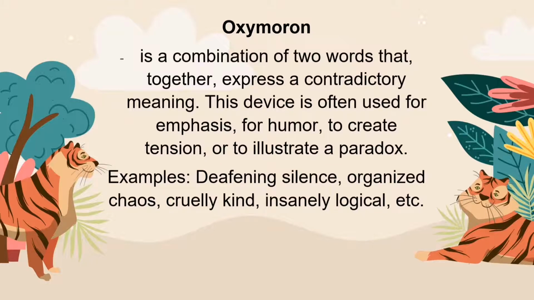Examples, deafening silence, organized chaos, cruelly kind, insanely logical. Kung mapapansin nyo, yung mga example natin ay magkaiba ng meaning or opposite sila ng meaning pero pinagsama sila. Kagaya nito na nakakabinging katahimikan. Tapos organized chaos. Organized as pinagsama mo sa chaos. So, oxymoron yun kasi nagko-combine ka ng two words na magkaiba ng meaning.